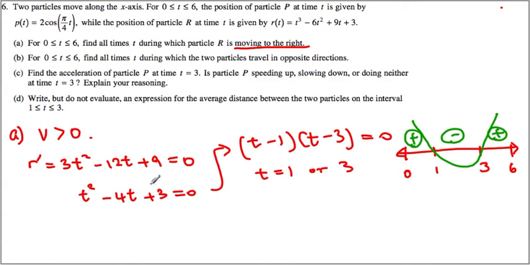So when is it moving to the right? To answer that, that's when t is from 0 through 1 and 3 through 6.